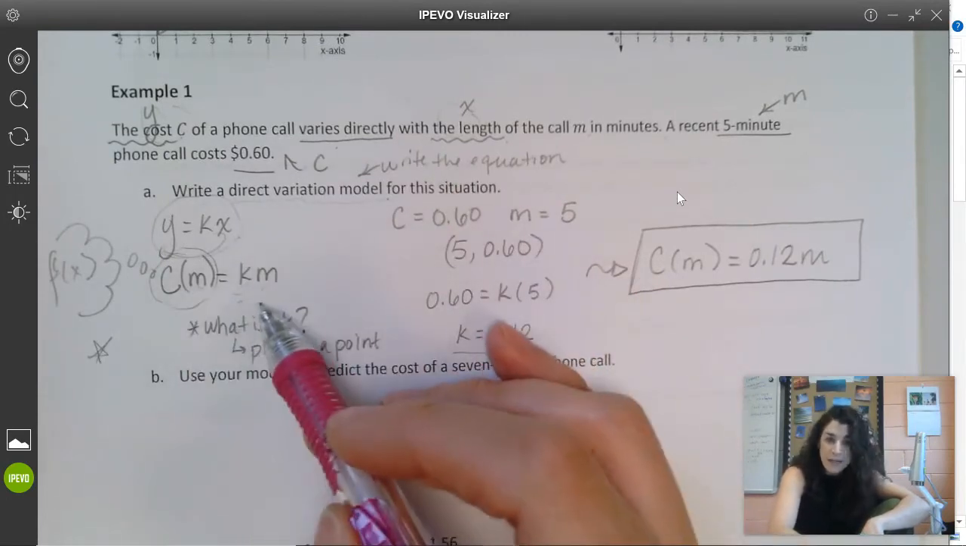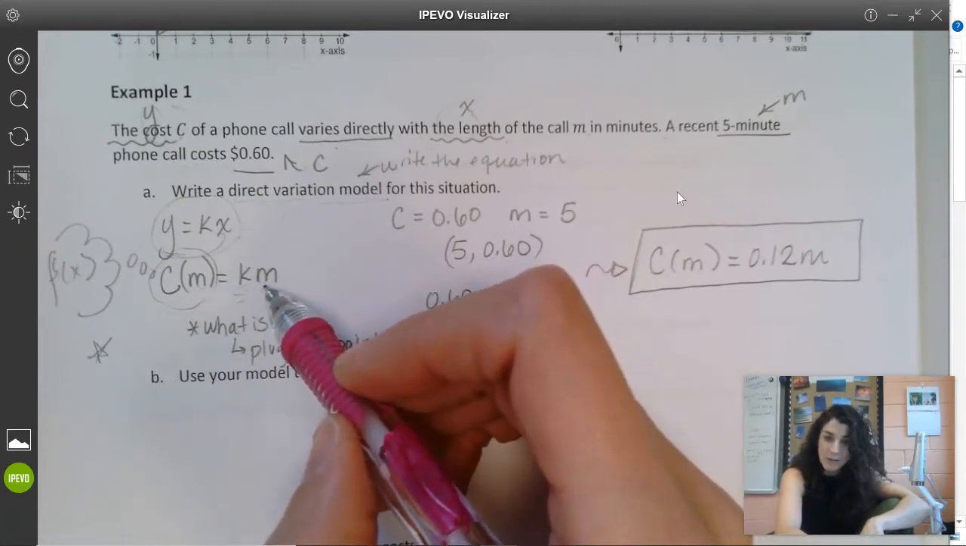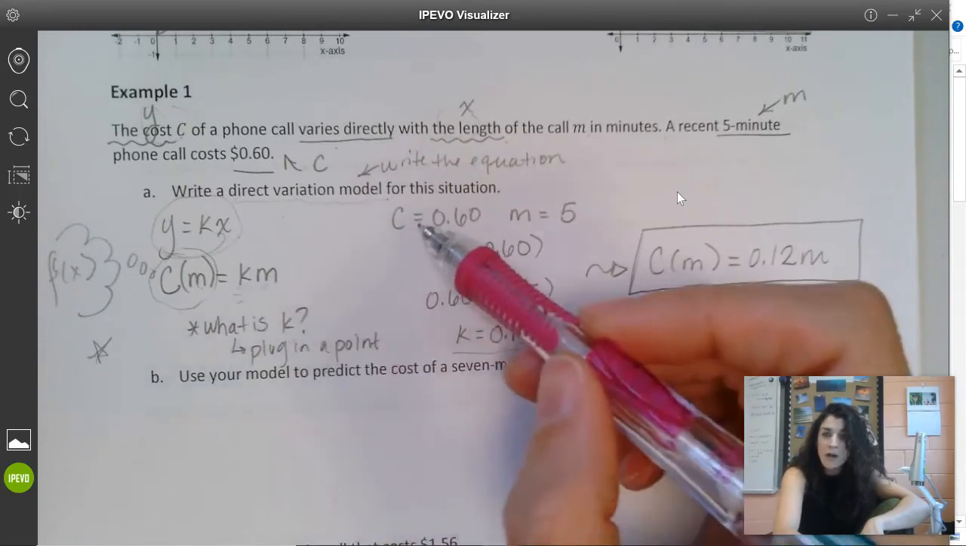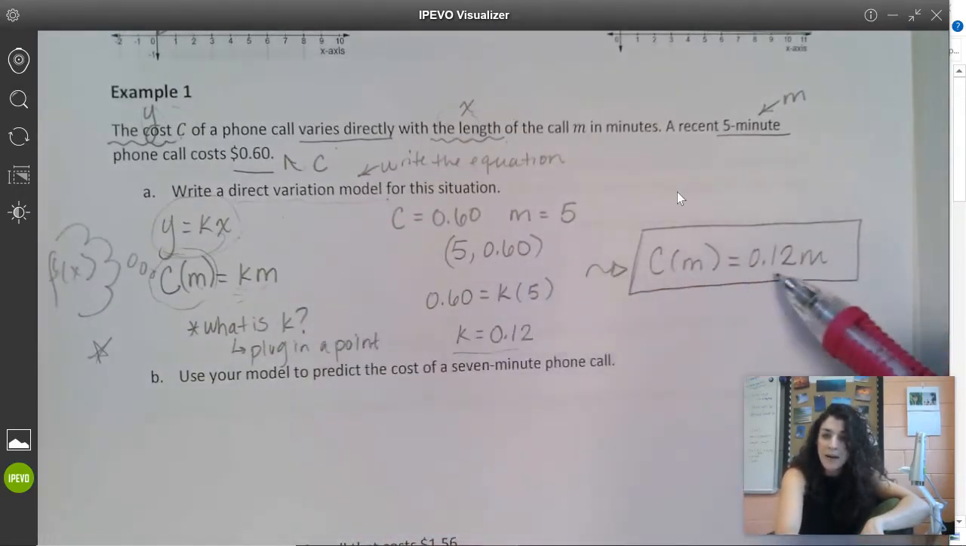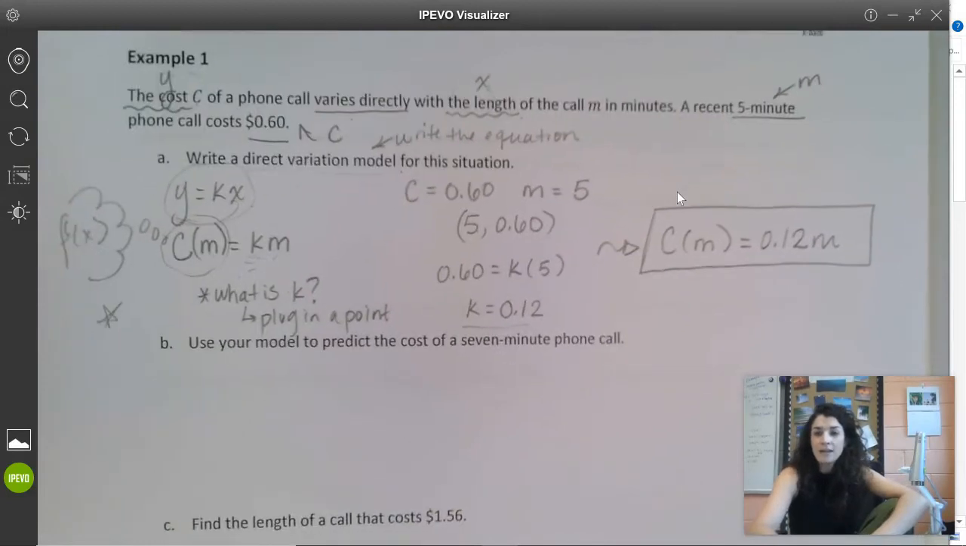Step 1, write out the formula. Step 2, replace the variables accordingly. Step 3, you need to solve for K. You do that by plugging in a point. Once you solve for K, you just have to plug K back in and then have your variables, right? Because it wouldn't be an equation if you didn't have a variable. So that is the process.